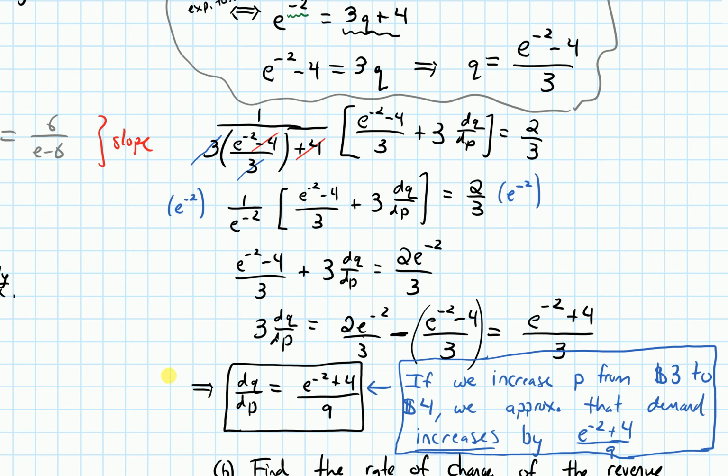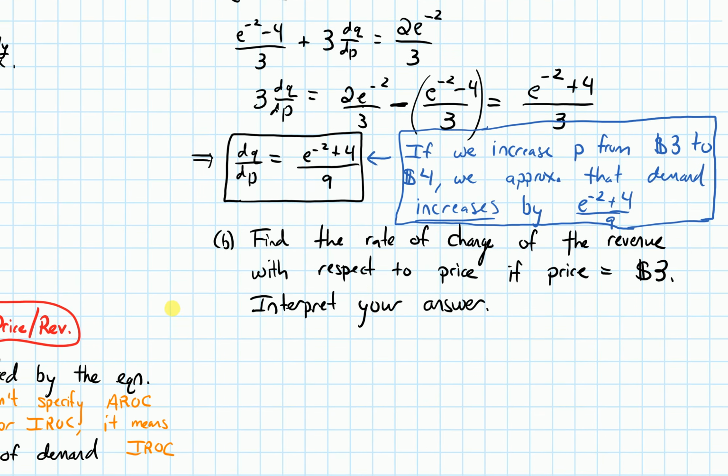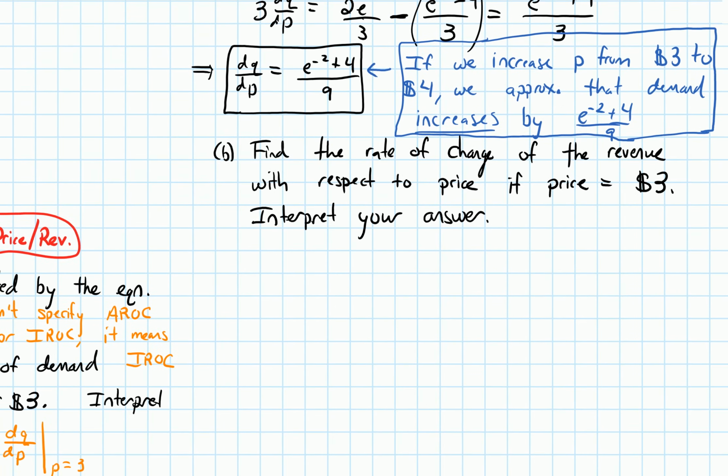All right, so let's do part B of this example. Now let's find the rate of change of the revenue with respect to price if the price is $3, and interpret our answer here. This one I want to leave for you to try, and I want to give you more time, so hopefully you can try this whole thing. Pause the video this time for 3 to 4 minutes to try this problem.